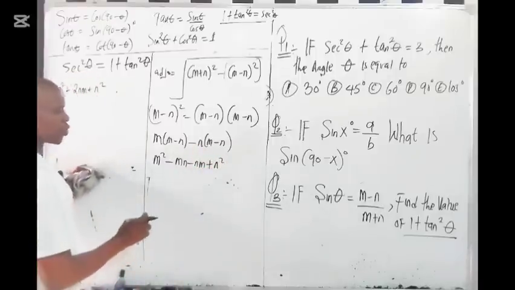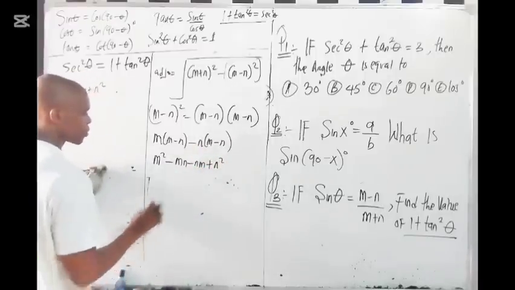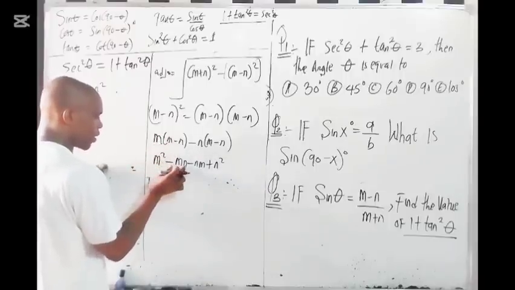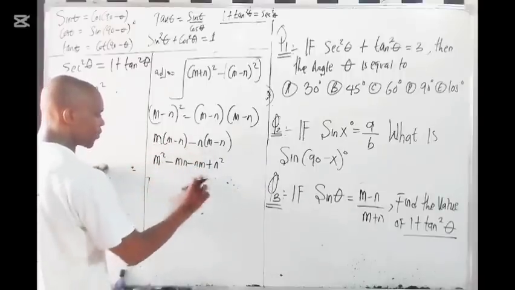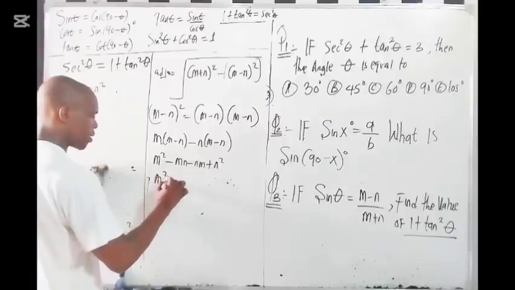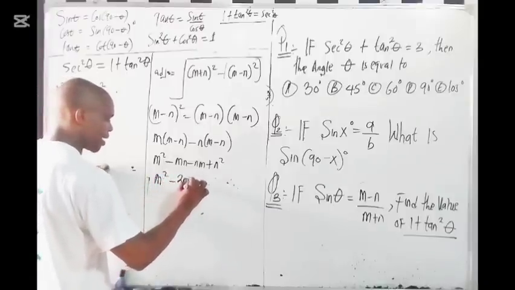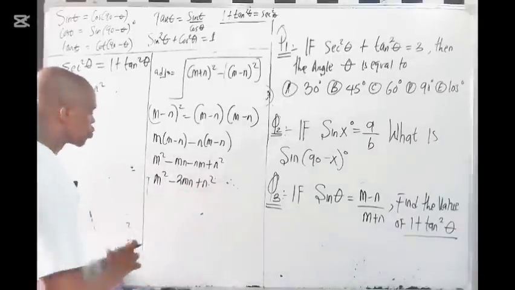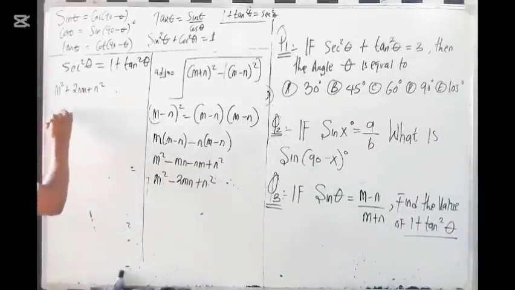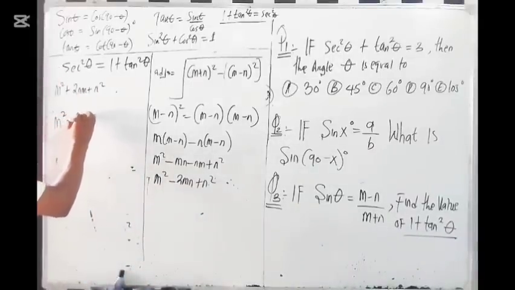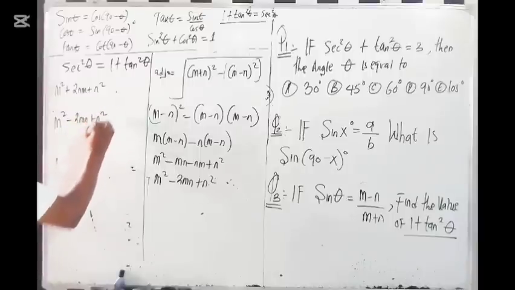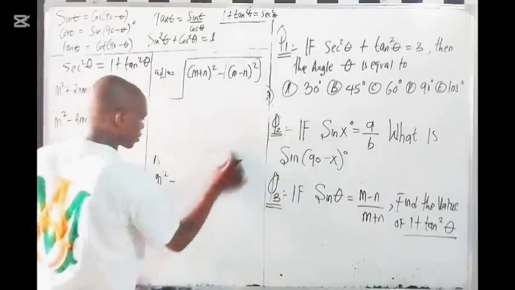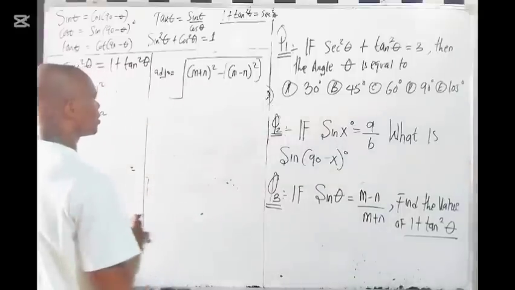So what are you going to do here? This minus this times this, we have this one here. What I'm going to get is m squared minus 2mn plus n squared. So I wipe this place out, and I will now impute them inside.